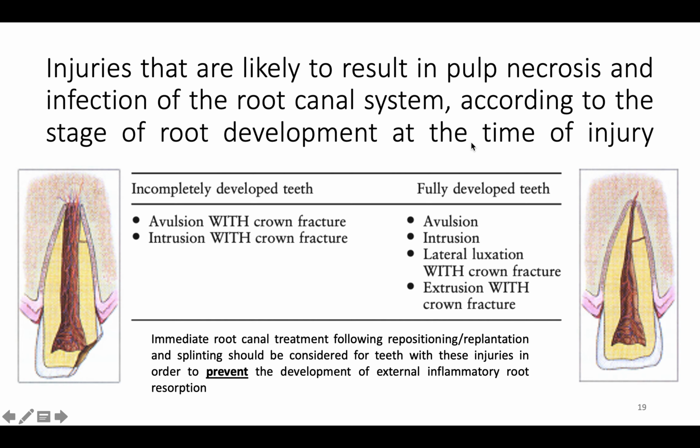Now, as we have discussed earlier, infective inflammatory external root resorption is very common in luxation and avulsion injuries. In incompletely developed teeth, the young immature teeth, it's common in avulsion and intrusion with crown fracture. However, in fully developed teeth, avulsion, intrusion, lateral luxation with crown fracture, and extrusive luxation with crown fracture can cause infective inflammatory external root resorption.